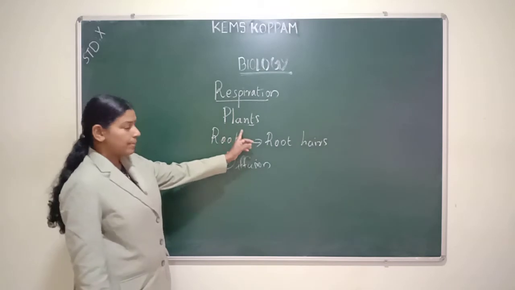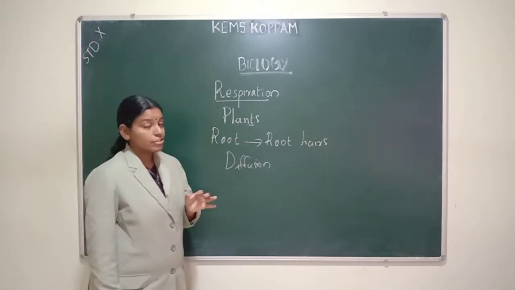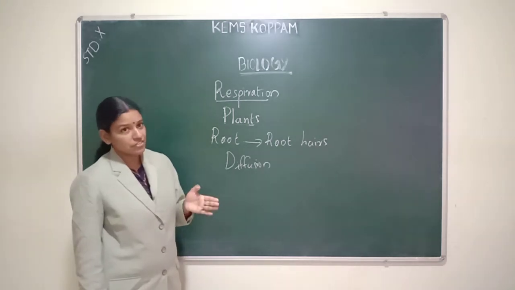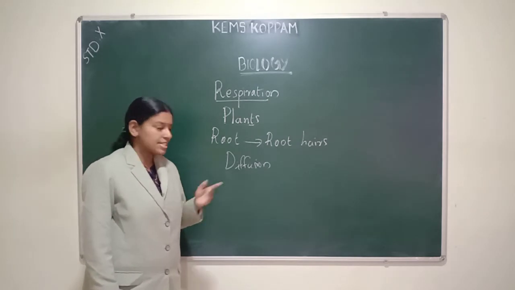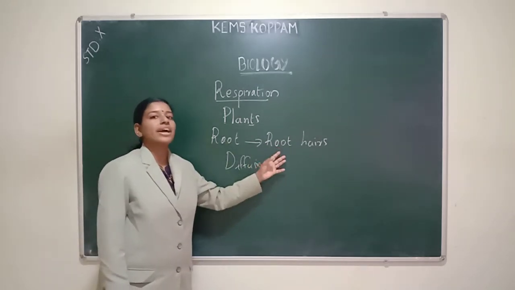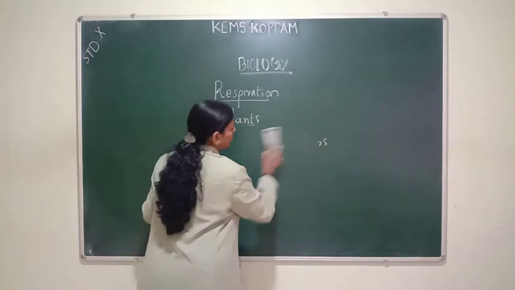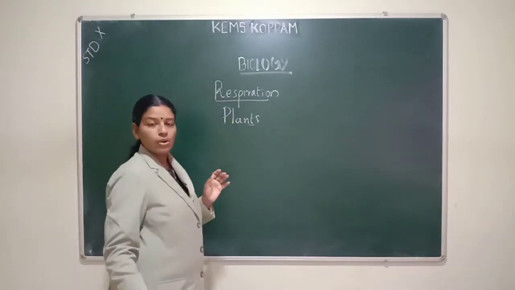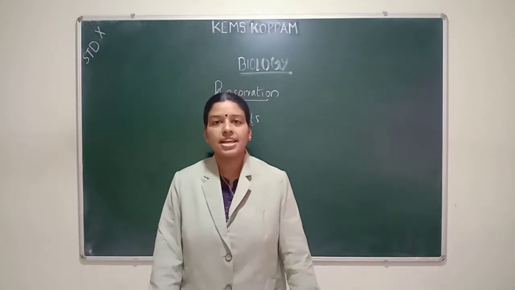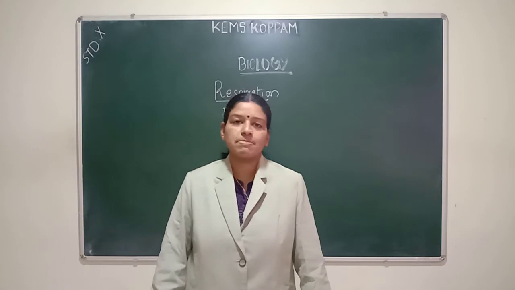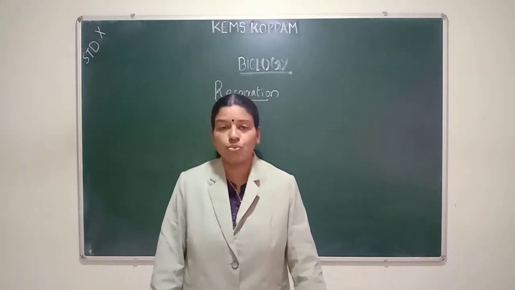So, in a plant, the major respiratory part is the stomata, which is present on the upper and lower surface of the leaf, and on the green stem. In the case of a tree, it is lenticels. And in the root, it is through root hairs by the process of diffusion. I hope this is clear to you. This is how respiration takes place in plants.